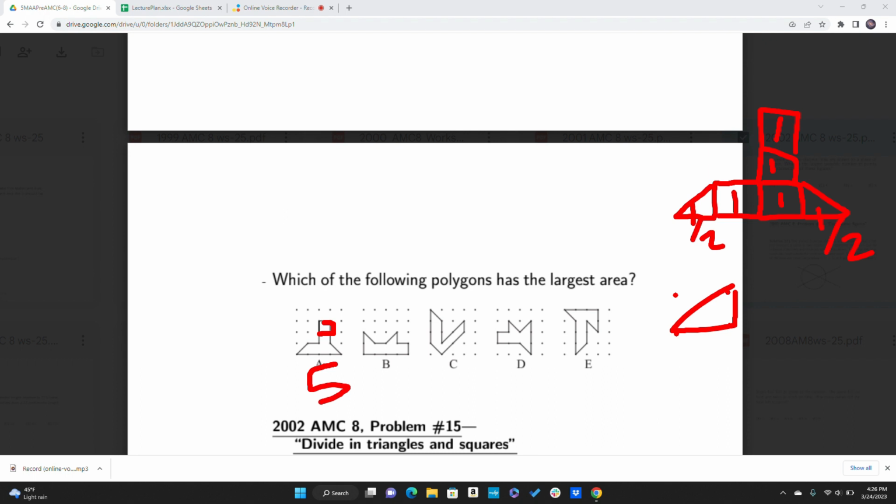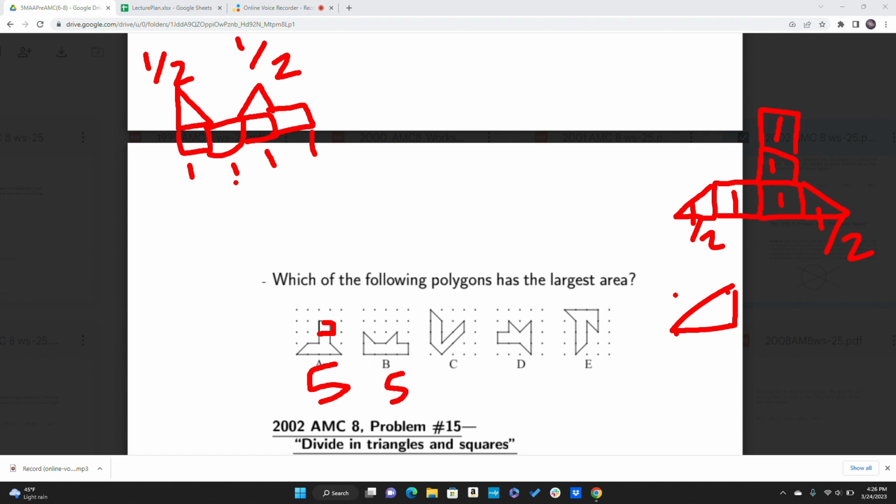All right, let's move on to the next one. What about B? B has a triangle, and then a square, and another square, and another square, and a triangle, and a square. So each square has area 1. Each triangle has area 1/2. So we have 1 plus 1 plus 1 plus 1 plus 1/2 plus 1/2. That is 5. Again, another triangle with area 5.